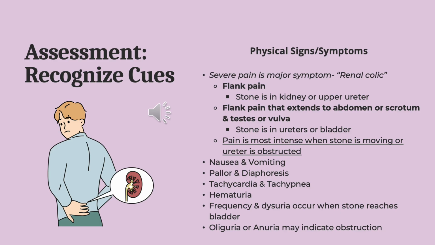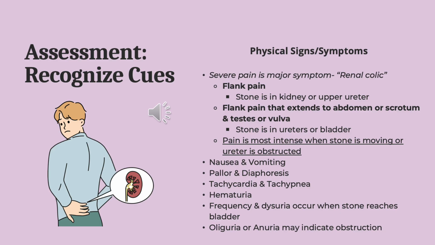When the stone reaches the bladder, then patients might report urinary frequency or they may have dysuria. If there is a significant obstruction, then it can also cause oliguria, which is very scant urine output, or even anuria, which is just the complete absence of urine. And that signals that there's a medical emergency happening.